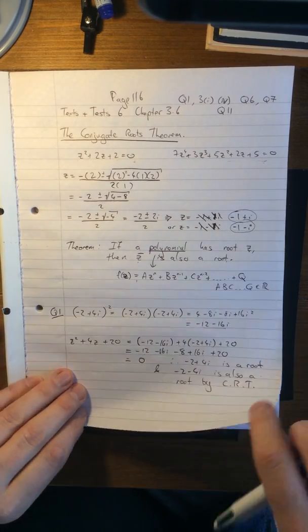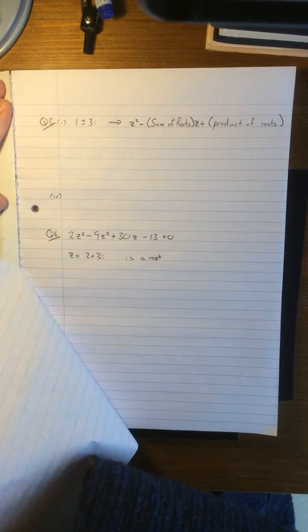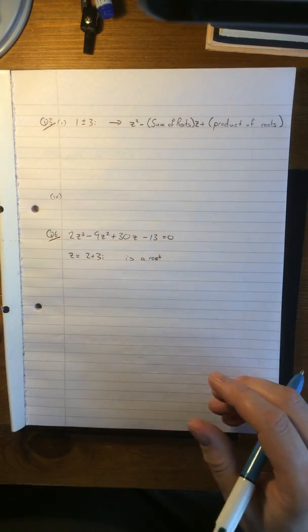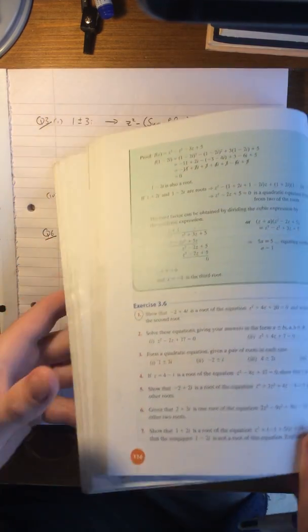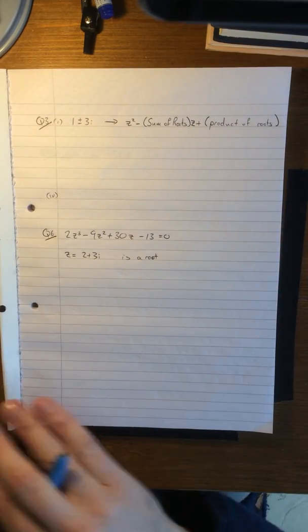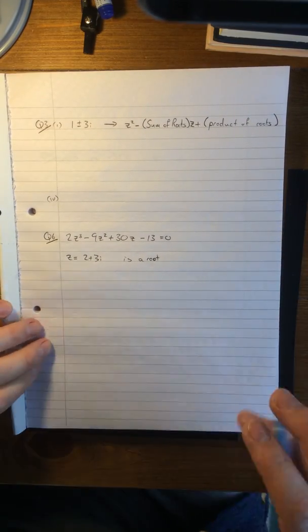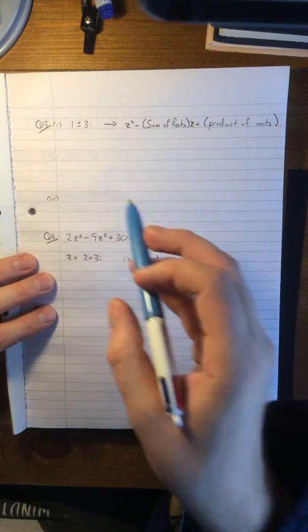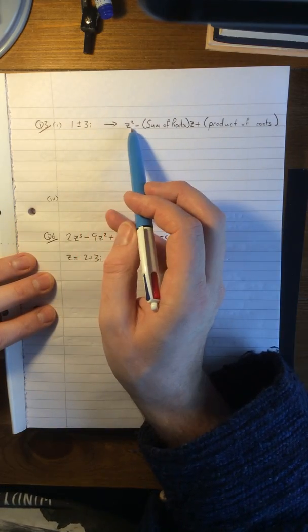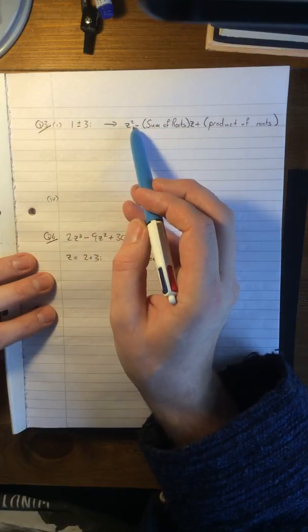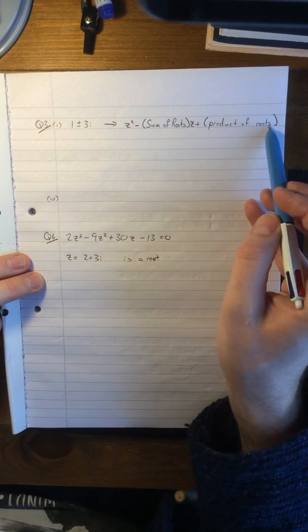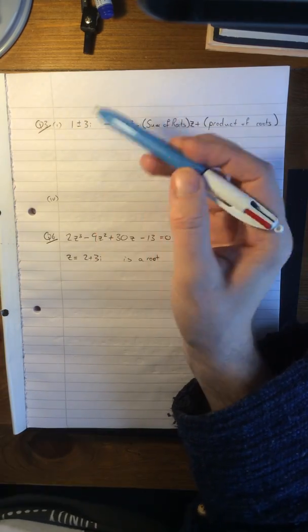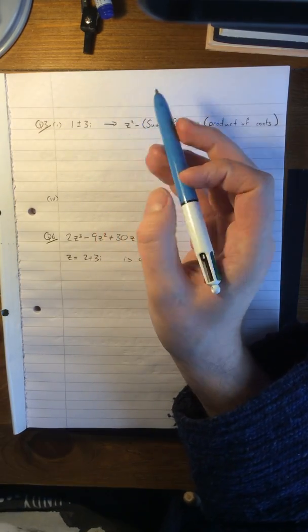So that's what we're working on. That's our question. Question 3 asks us to form a quadratic equation given a pair of roots in each case. So this relies on you knowing a shortcut that's kind of useful: you can form a quadratic equation from these roots, and it's always going to have the form z squared minus the sum of the roots times z plus the product of the roots. And you can do that anytime, even if the roots are just regular, real roots.